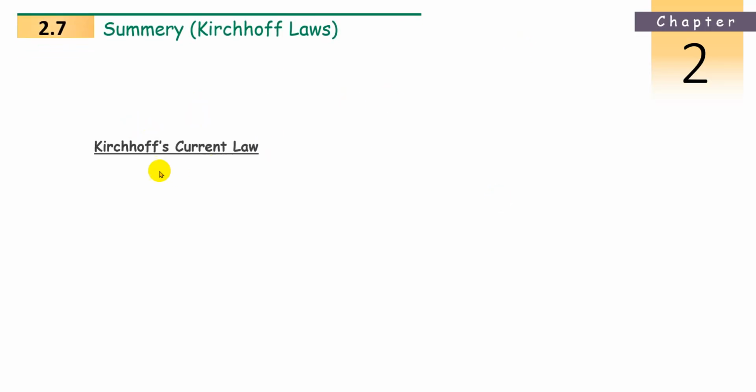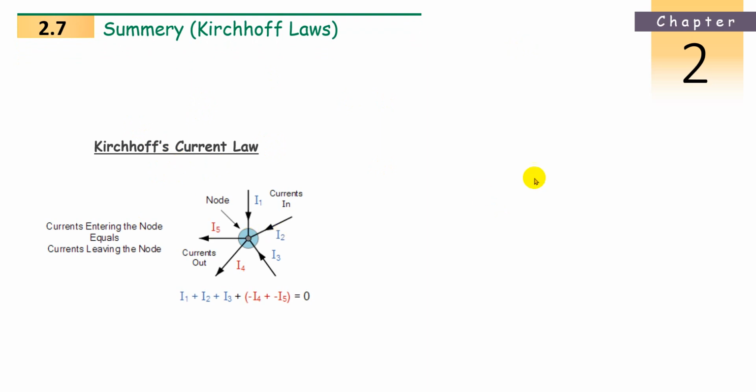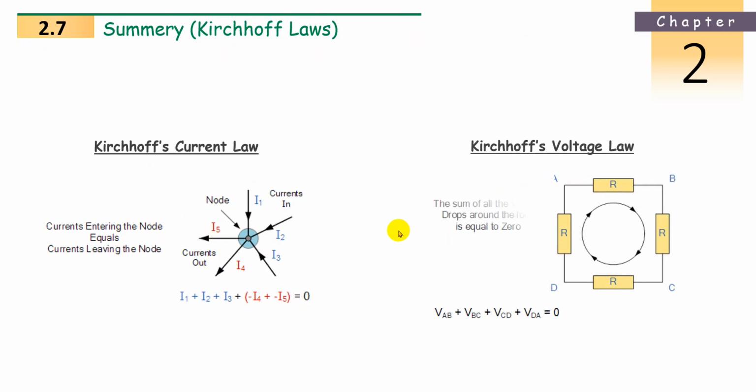Now coming to some statements. We also studied Kirchhoff's current law and Kirchhoff's voltage law. What is Kirchhoff's current law? Currents entering a node equal currents leaving the node. I1 plus I2 plus I3 are entering, and I4 and I5 are leaving, so the sum is equal to 0. Now what is Kirchhoff's voltage law? It is the sum of all voltage drops around a loop equal to 0. Now let us take this one loop, which has 1, 2, 3, 4 branches.